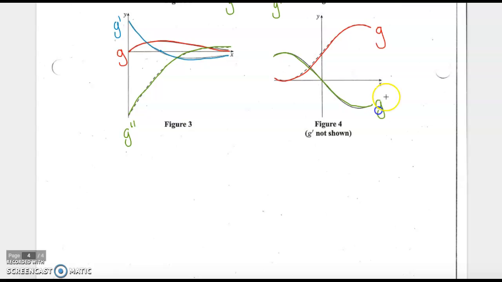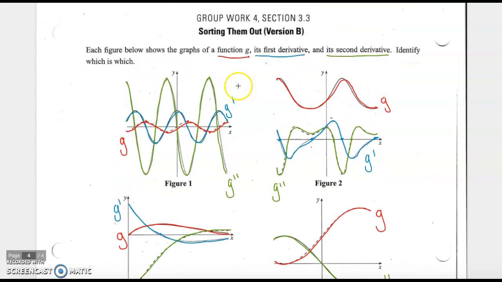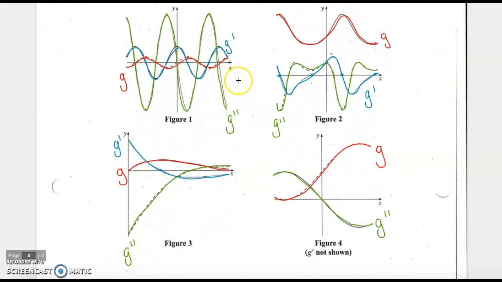Awesome. Nice job, you guys. All right, we're going to practice with this a lot and basically, like I said, re-encode this information in a lot of different ways. So this will not be the only time we work with this.